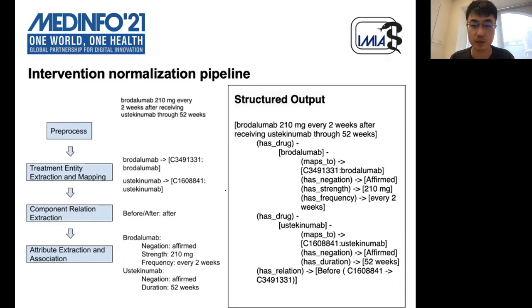At the second step, two drug entities were extracted and mapped to the UMLS concept. At the third step, the relation before-after is extracted. At the fourth step, the strength 210 milligram and frequency every 2 weeks were extracted and associated with brodalumab. The duration 52 weeks was extracted and associated with ustekinumab. Both drugs have the negation attribute affirmed, and the right figure shows the structured output.